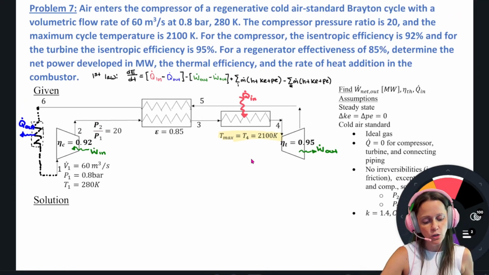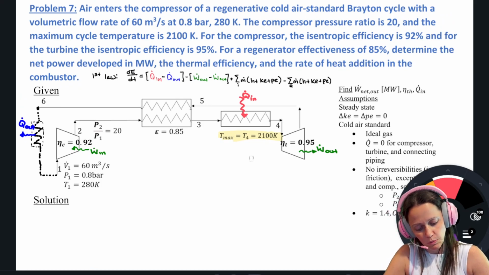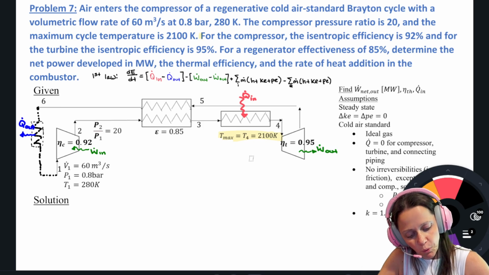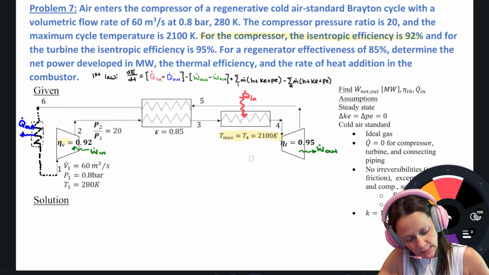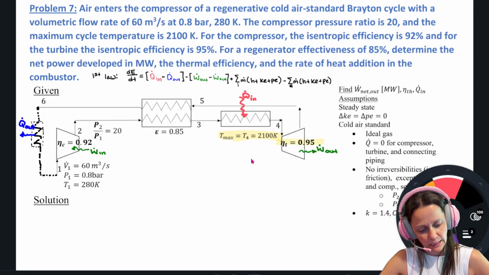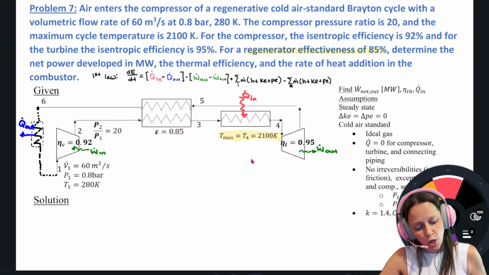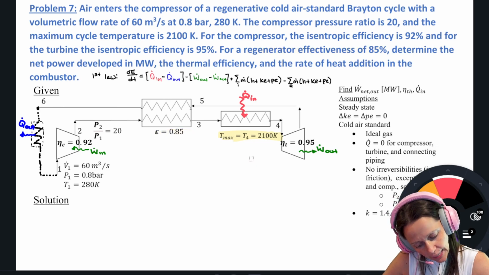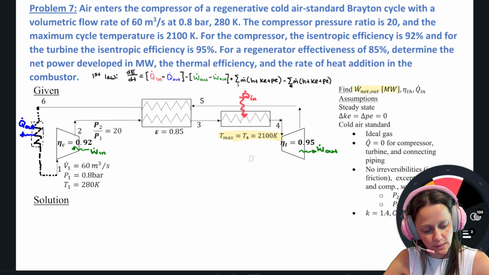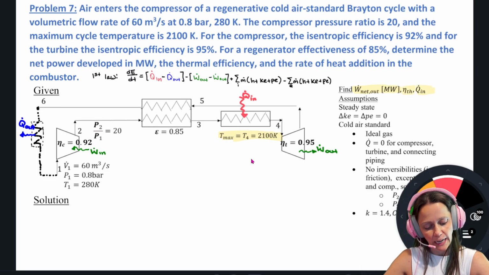All right, so let's continue reading through the problem statement. The compressor ratio is 20, maximum cycle temperature is 2100. For the compressor, the isentropic efficiency is 92%, and for the turbine, the isentropic efficiency is 95%. The regenerator effectiveness is 85%. We want to find the net power developed in megawatts. So that's a W dot term. We want to find the thermal efficiency, and then we want to find the rate of heat addition in that combustor. So that's that Q dot in.